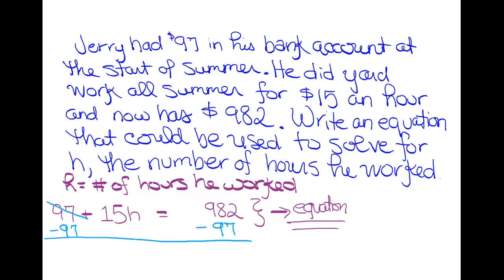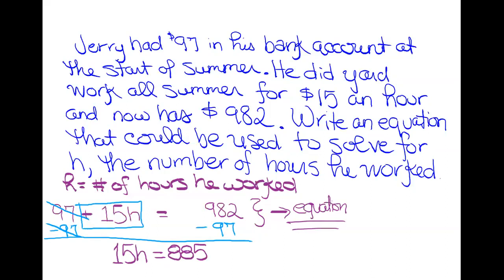On this side, positive 97 and negative 97 cancel out. Now, what do I have left? I have plus 15H left, but we never have to brag about pluses at the beginning, so we just drop that and we end up writing 15H. Is that cool? Okay. And then on that other side, we better bust out our calculators. I get 885. Beautiful.